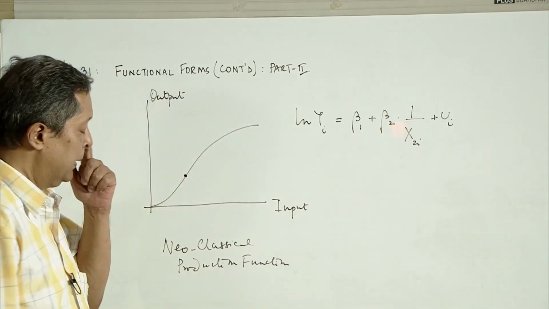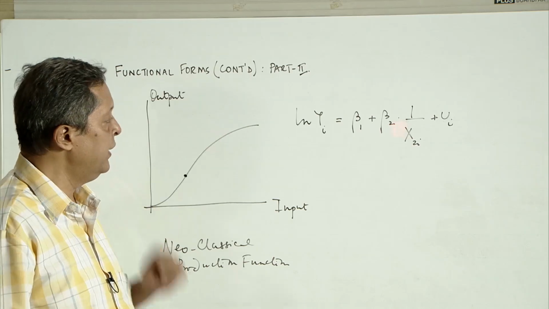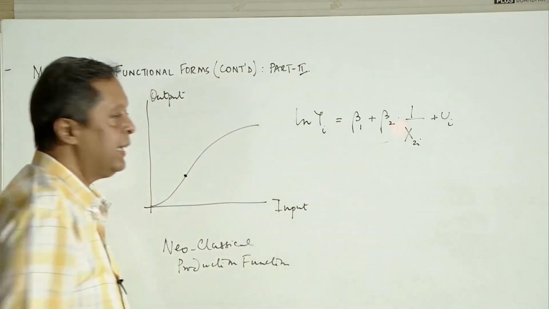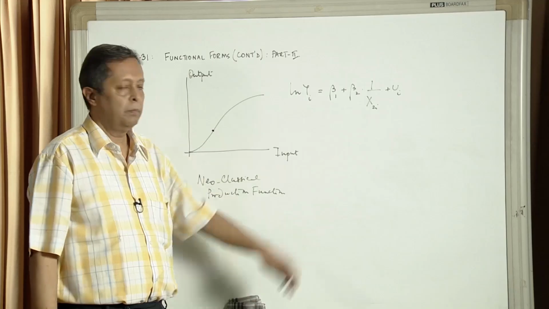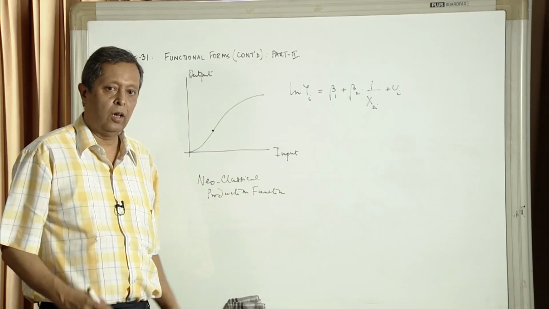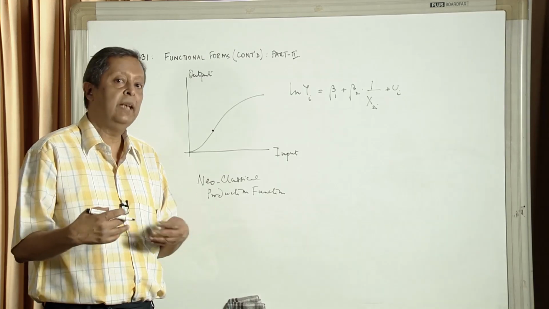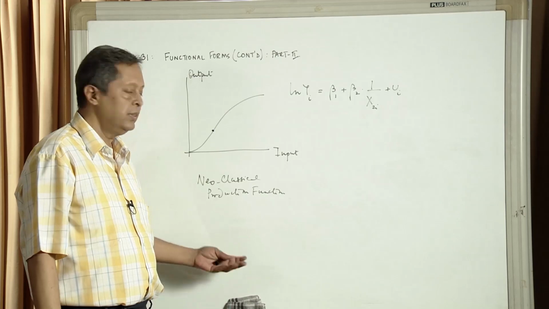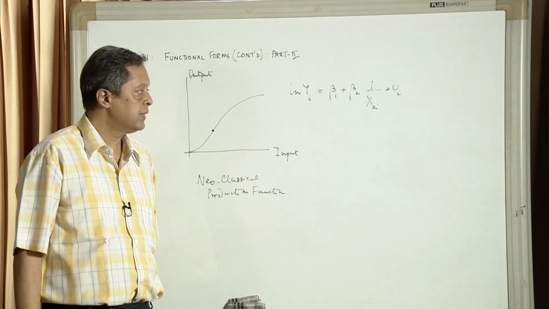Once again, the relation is nonlinear, but the model is linear in beta 1 and beta 2. So, that, dear students, brings us to the end of the different main functional forms, and please go through the study material where these are discussed in more detail.